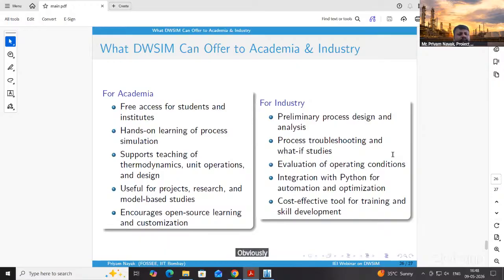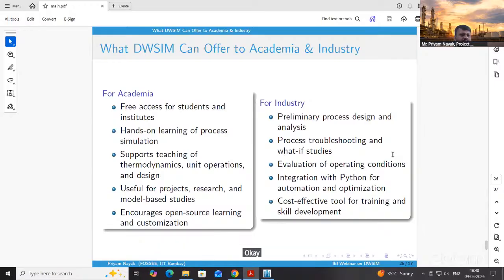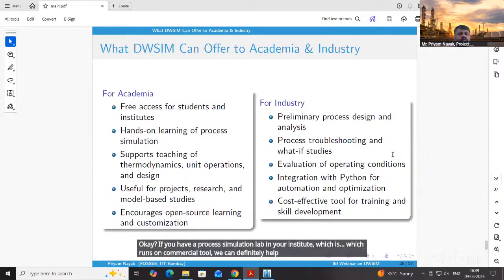Obviously, as I mentioned earlier, it's open source software, so you can customize the software as per your requirement. But for that, you definitely need some kind of programming background, and a good programming background. If you have a process simulation lab in your institute, which runs on a commercial tool, we can definitely help you to migrate that to an open source tool like DWSIM.